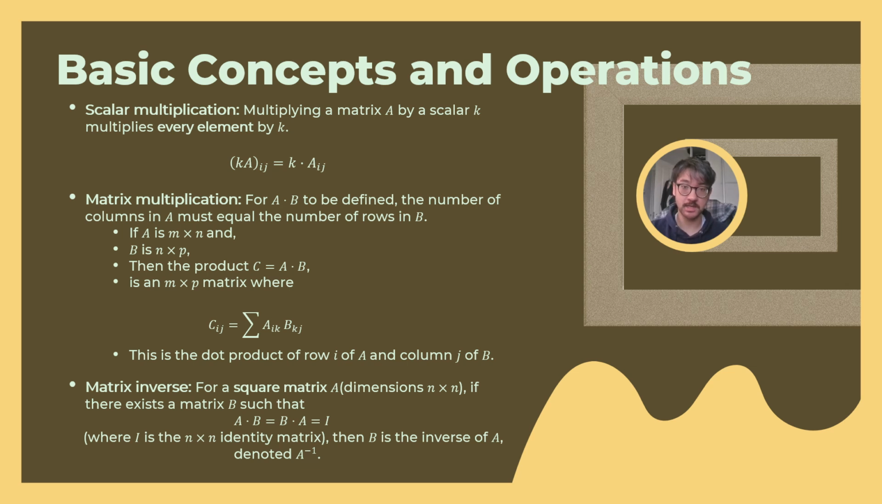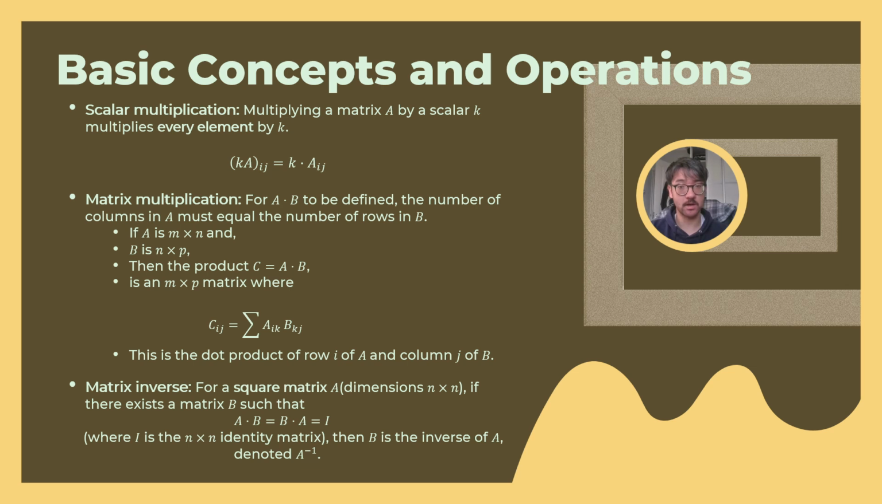Matrix multiplication is a more complex but fundamental procedure. For two matrices A and B to be multiplied, the number of columns in A must equal the number of rows in B. The entry in the ith row and jth column of the product is computed as the dot product of the ith row of A and the jth column of B.